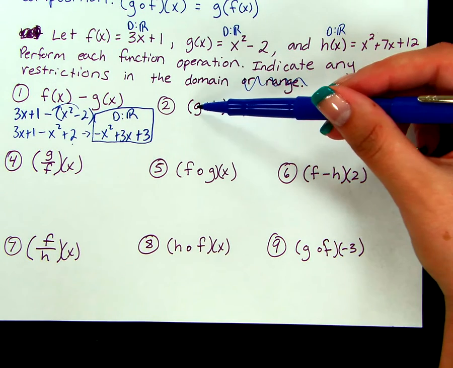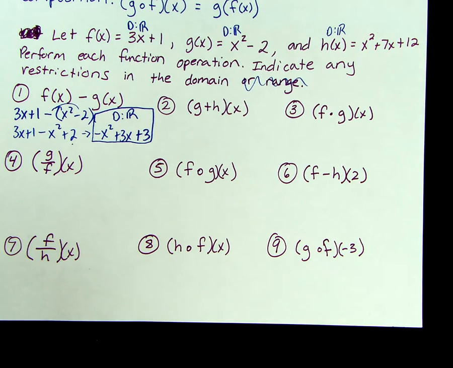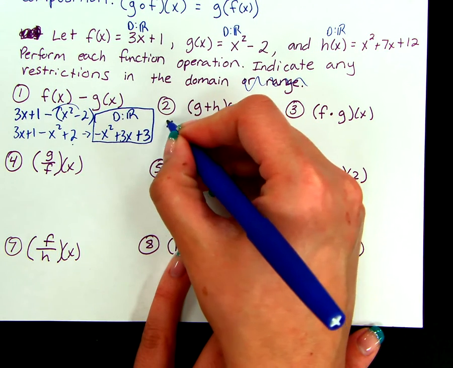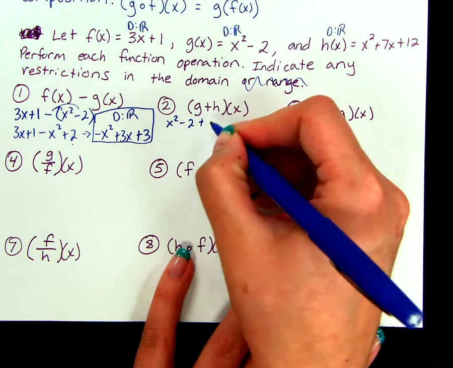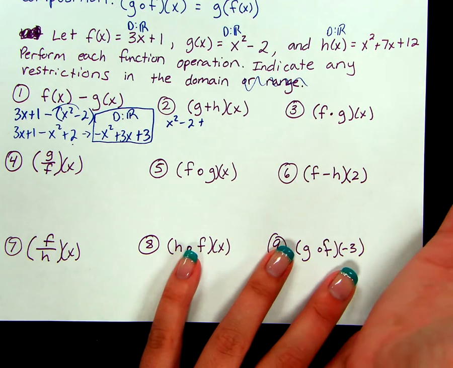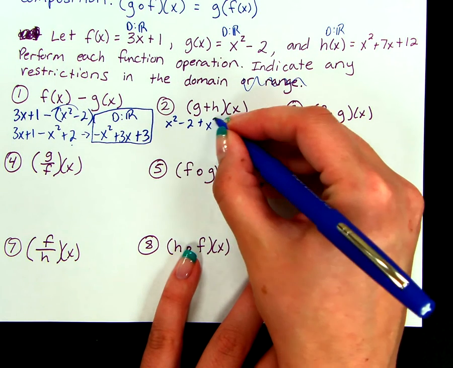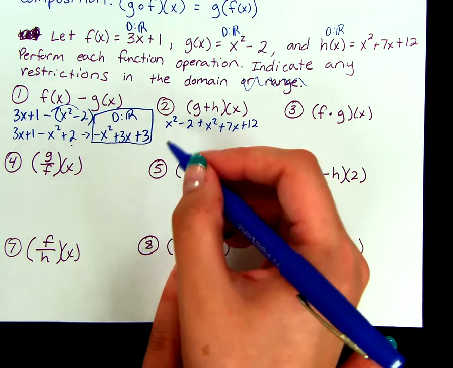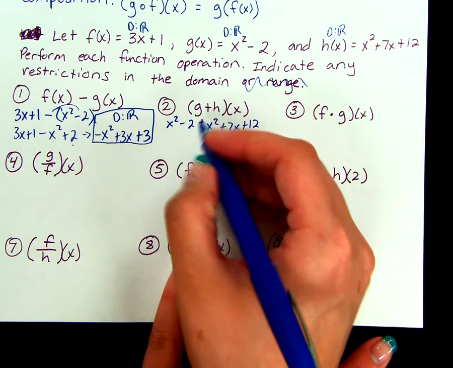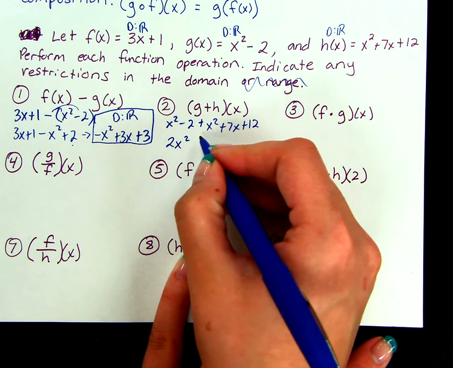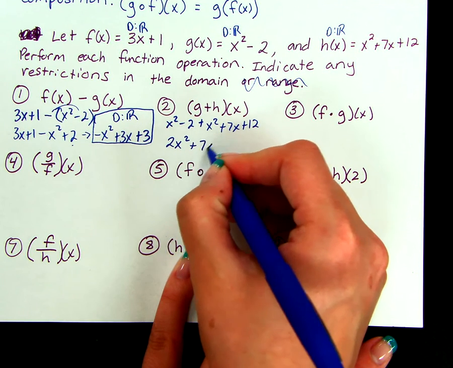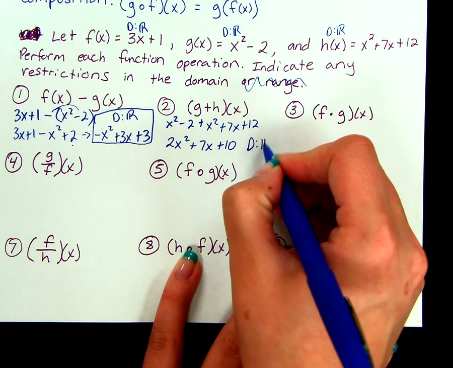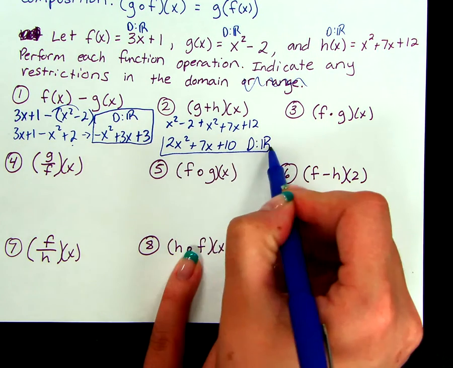Next one, this one is telling us to add the g and h equations together. Again, we're just going to write our g of x equation, so x squared minus 2 plus, and since we're adding without multiplying in a number, we don't need parentheses. So we will have x squared plus 7x plus 12, and then we're combining like terms and stating our domain. x squared plus x squared is 2x squared, and then we'll have a 7x, and negative 2 plus 12 is 10. Again, since we have a quadratic equation, the domain for that will be all real numbers.